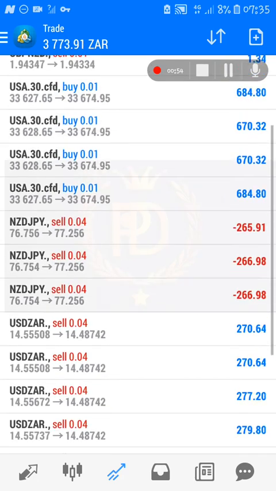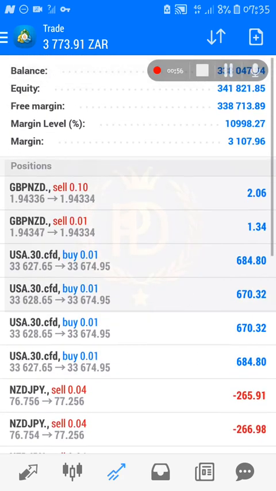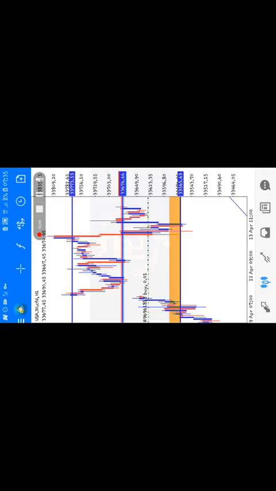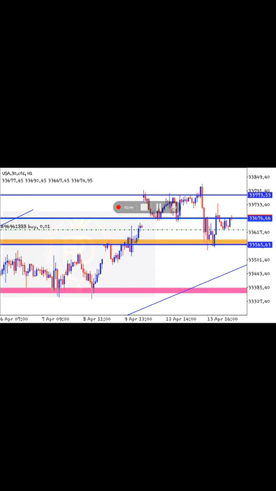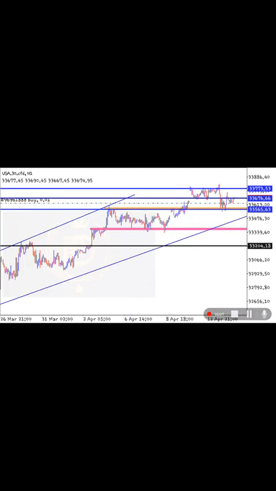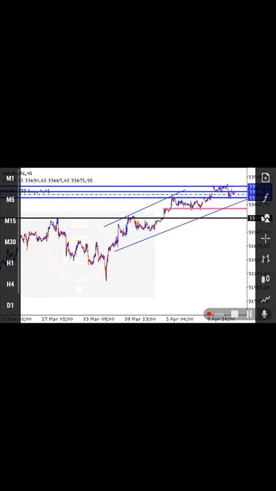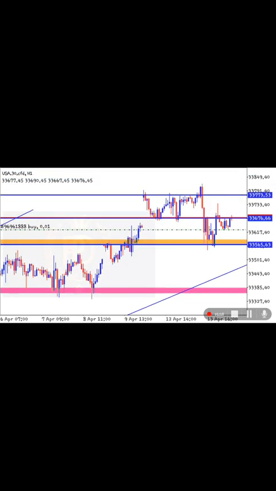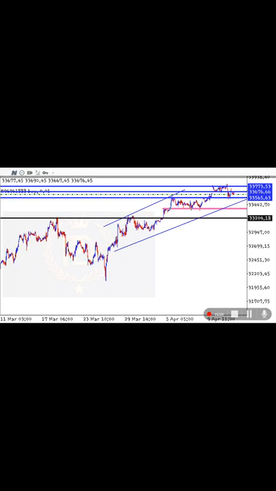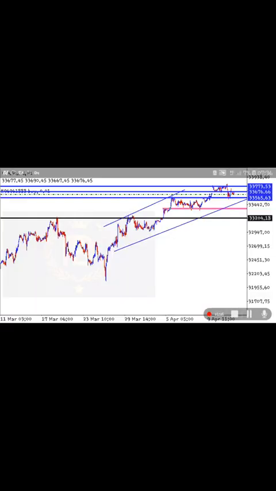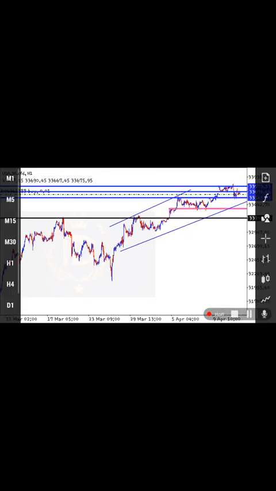So basically, let's just take USA 30 for example. What I do, guys, is I always switch from my portrait into my landscape view. You must always switch to landscape on your cell phone, that's only if you're analyzing from your Android or iOS or whatever.